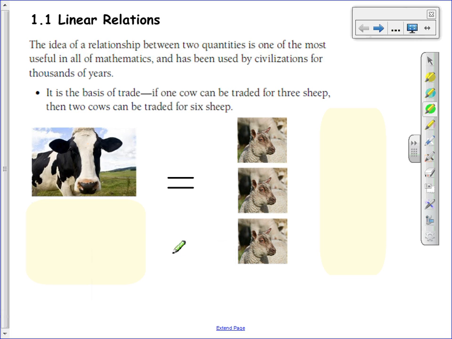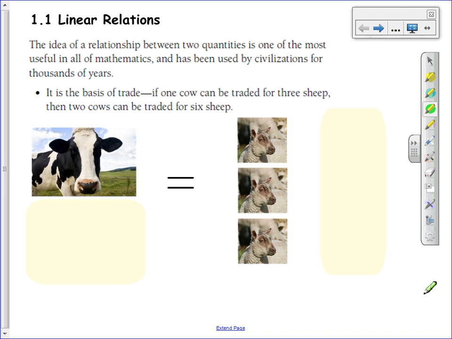Today we are going to look at 1.1, titled Linear Relationships, which is something that you've dealt with your whole life involving math. All that we're going to do is apply it to some new terms. The basic idea is that it's a relationship between two things. A simple example is up on the board here. What if you could trade one cow for 3 sheep?